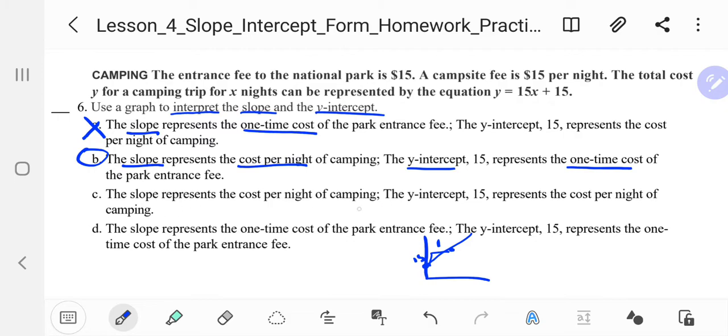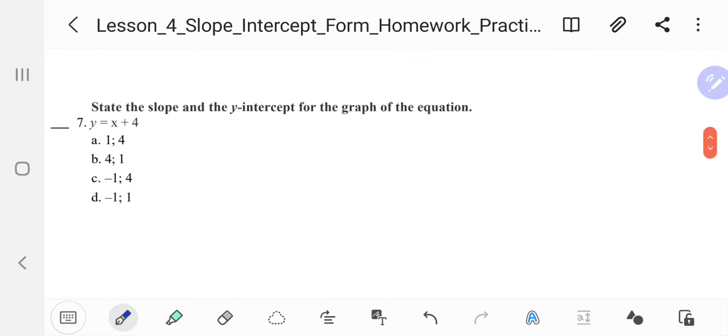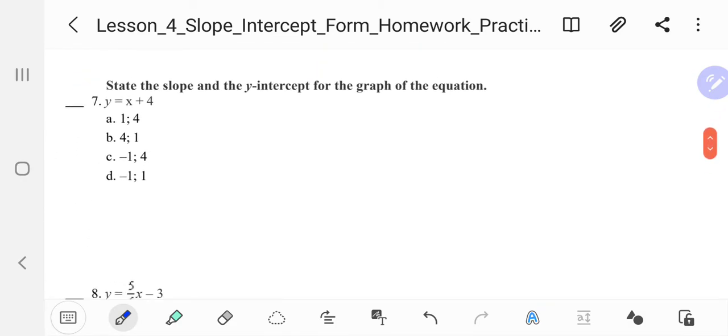All right, and we just like, this says y-intercept is the cost per night. No, it's not. And the slope is the one-time cost. No, it's not. All right. State the slope and the y-intercept.